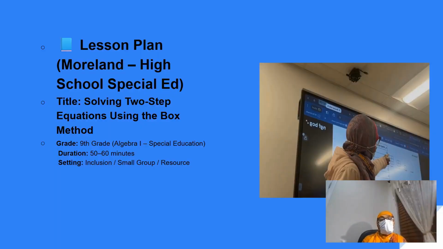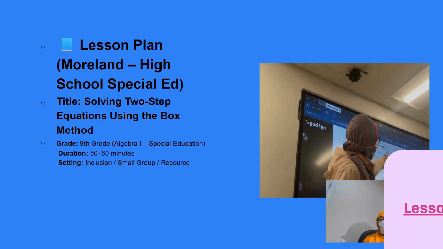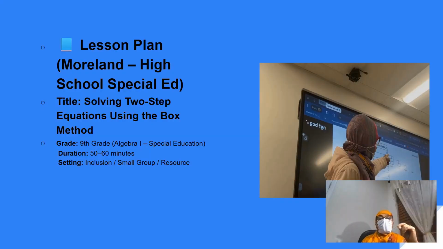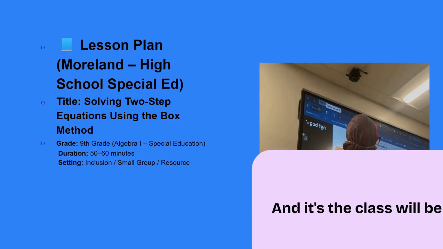Lesson plan. Here we are using Moreland Special Ed. In this, we're going to use standard 4 and 5. And this is for special ed. Hello, everyone. Lesson plan Moreland for high school special ed: solving two-step equations using the box method. So this is for the ninth grade and Algebra 1 special ed, and the class will be like 50 to 60 minutes.